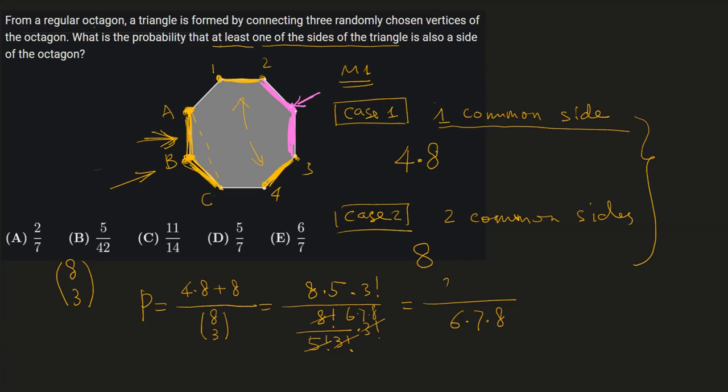And then on the top, we have 8 times 5 times 3 factorial. This 8 cancels with this 8. 3 factorial is 6, cancels 6. Therefore, the final answer is 5 over 7. Let's look at the choices. D. D is 5 over 7. That's our answer. Alright, so this is the direct way to do the counting.